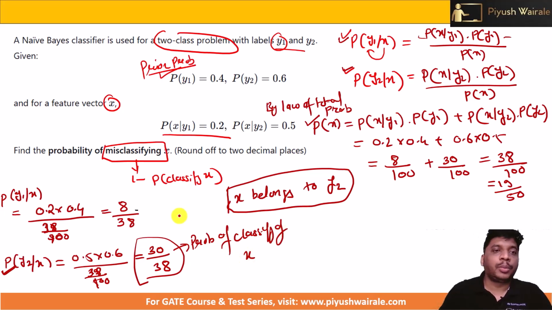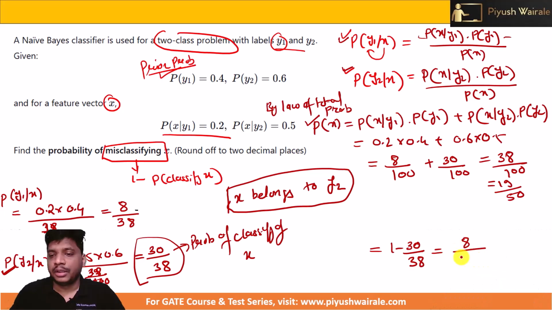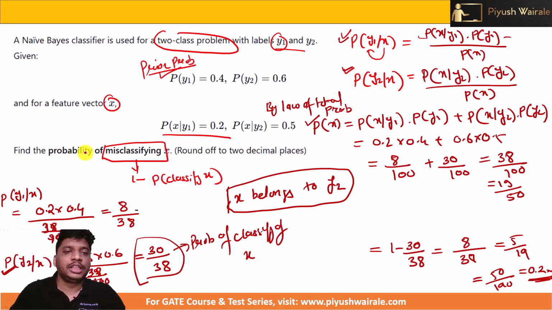But what we need to find out is the probability of misclassifying X, which is basically equal to 1 minus 30 divided by 38. That is basically 8 by 38, which is 5 by 19 here, right? So if you do 50 by 190, what is this? Point 238, then 120. So 0.2 something will be there, right? So this is the answer for this particular question.